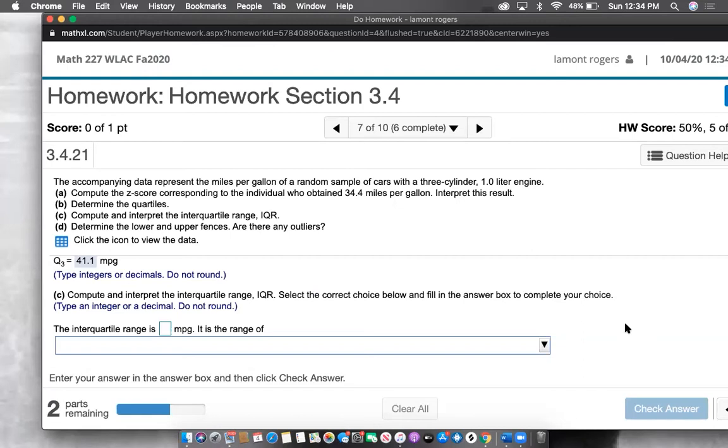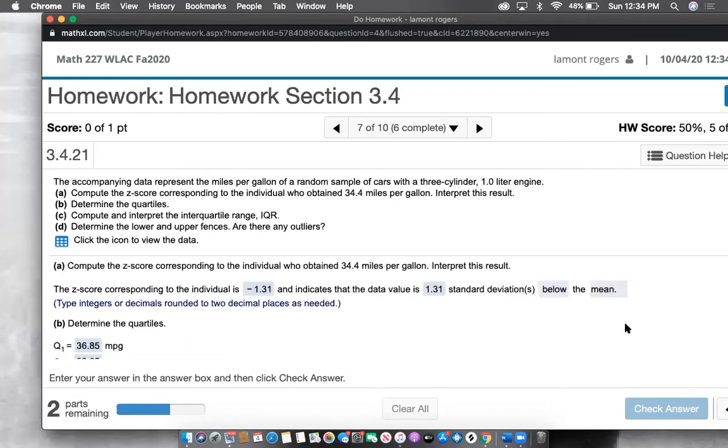Compute and interpret the interquartile range, IQR. Select the correct choice below and fill in the answer box to complete your choice. So remember what the IQR is. Can you compute it? Do you remember how we subtracted for it? It's Q3 minus Q1.